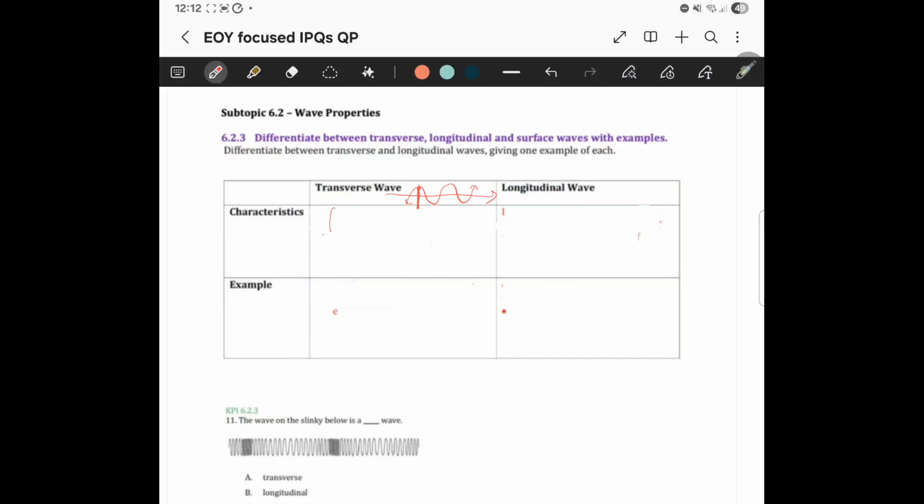So the particles move perpendicular. 90 degrees is perpendicular. Perpendicular to motion. That's the idea here. And an example of that, well, we have water waves. You have the Mexican wave. You know the Mexican wave at the football stadiums when everybody raises their hands and stuff. You can say water. You can say light, radiation, things like this.